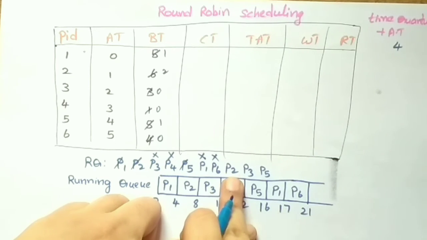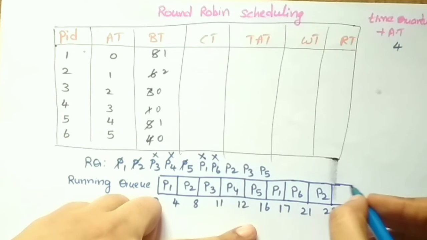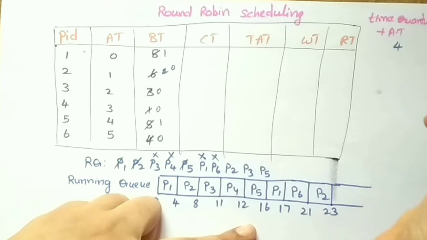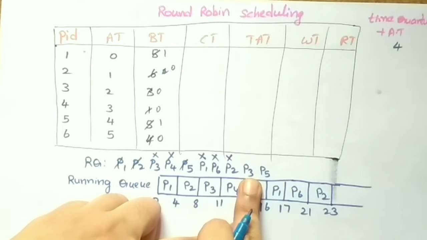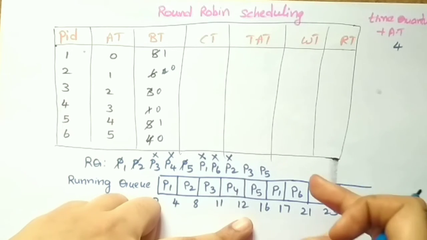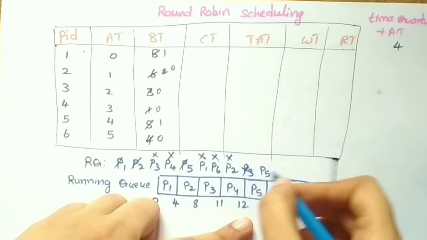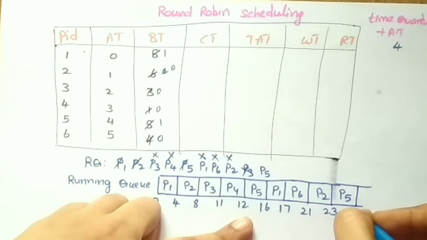So next one is P2. P2 will execute for 2 units of time, 23. And P2 also has finished the execution. Sorry, I have taken the P3 also. The P3 is already executed, right? So the remaining one is P5. It will be executed here for 1 unit of time. That is 24.